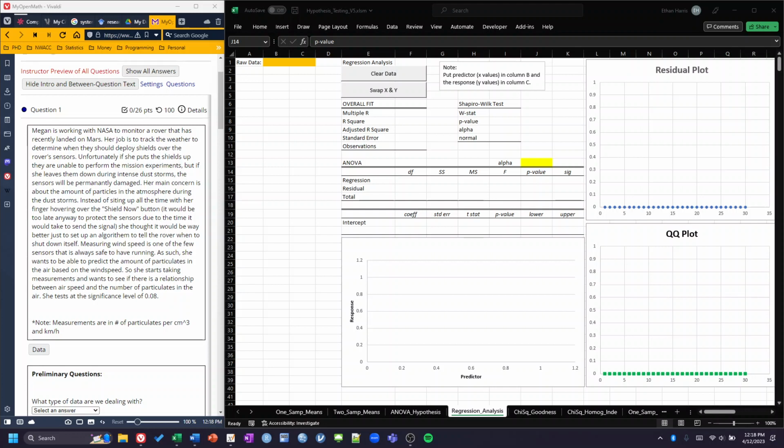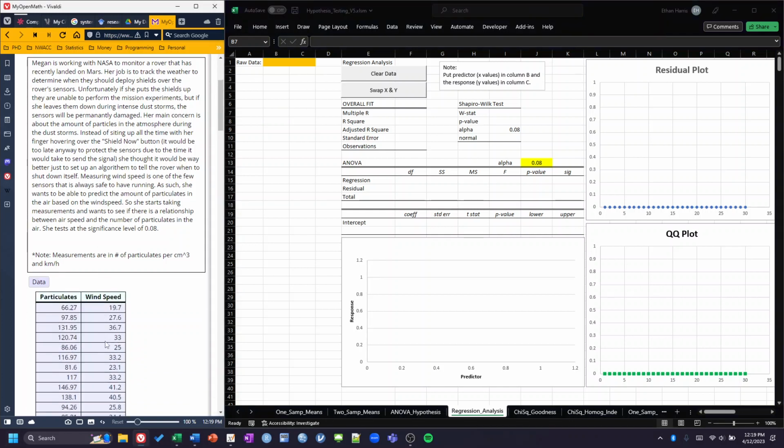Okay, so we are ready to go. We're trying to predict the particulates in the air by measuring the wind speed. And so if we can get some sort of relationship here going, then we can just have this algorithm run and it will protect the rover sensors on its own. Okay, so we know that the alpha level right here is 0.08. And then we need to put in our predictor X in column B and the response Y in column C.